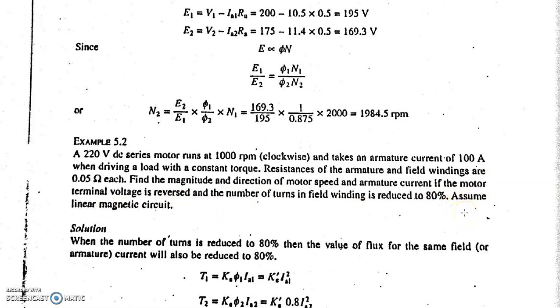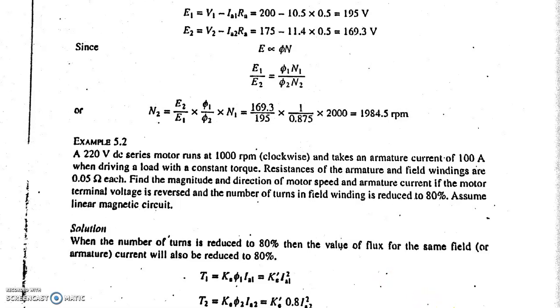Now the second case in this numerical is that the field winding is reduced to 80%, and we know that the flux is proportional to the field winding turns. So we can say that the flux is reduced to 0.80. If there is a phi 1, then phi 2 is equal to 0.80 into phi 1, and the voltage has been reversed.